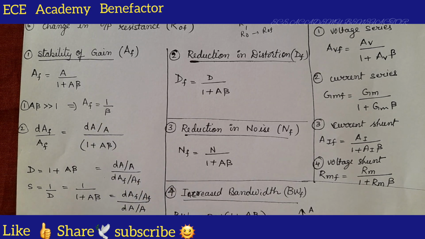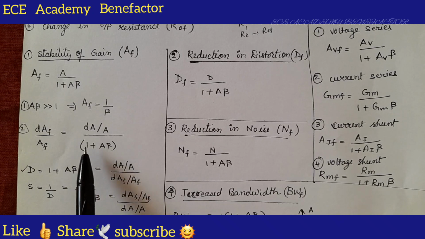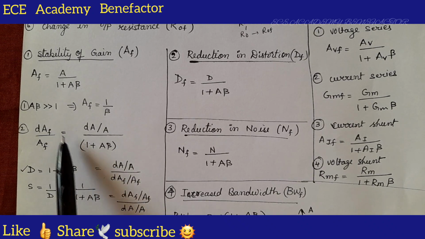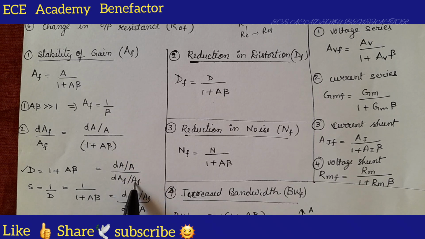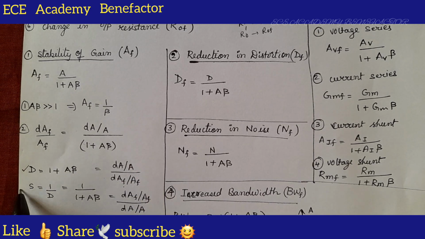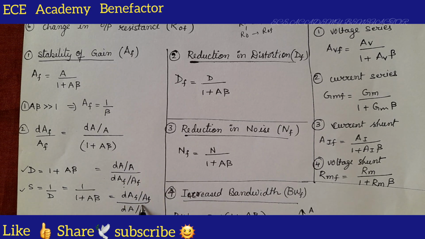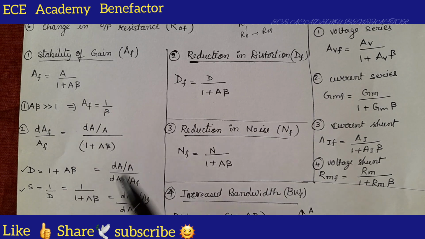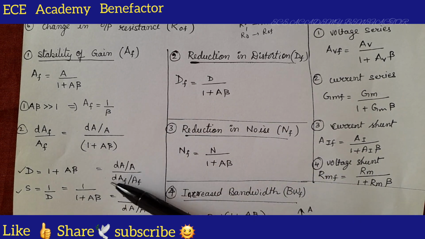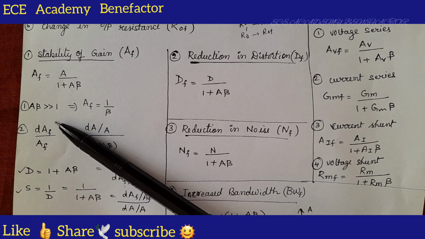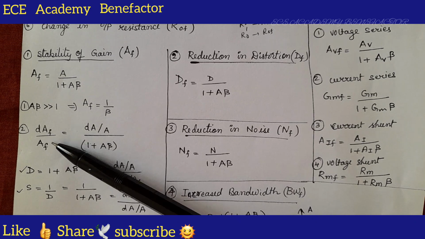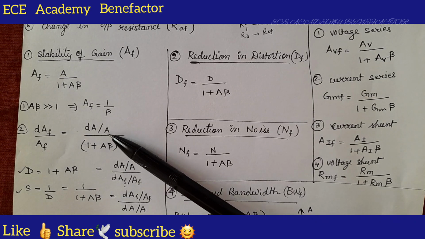And then we got two important equations. One is D, the desensitivity, which is equal to 1 plus A beta. So what is 1 plus A beta? It is dA by A divided by dAF by AF, that is the fractional change in gain without feedback by the fractional change in gain with feedback. Another term is sensitivity. Sensitivity is equal to 1 by D, which is equal to 1 by 1 plus A beta, the reciprocal of this, that is dAF by AF by dA by A. So these are the very important equations we have derived under stability of gain. Stability of gain can be achieved by A beta greater than 1, and the fractional change in gain with feedback will be very less compared to the fractional change in gain without feedback.